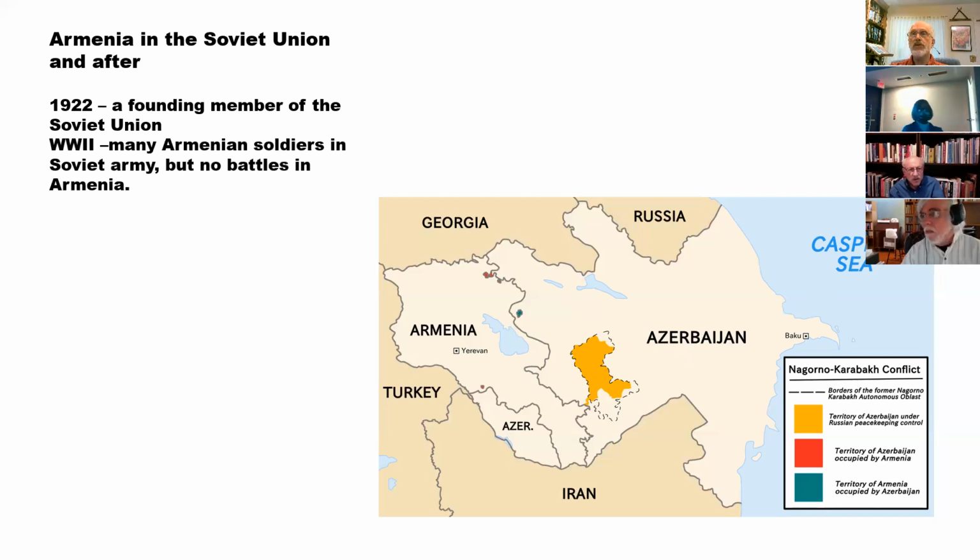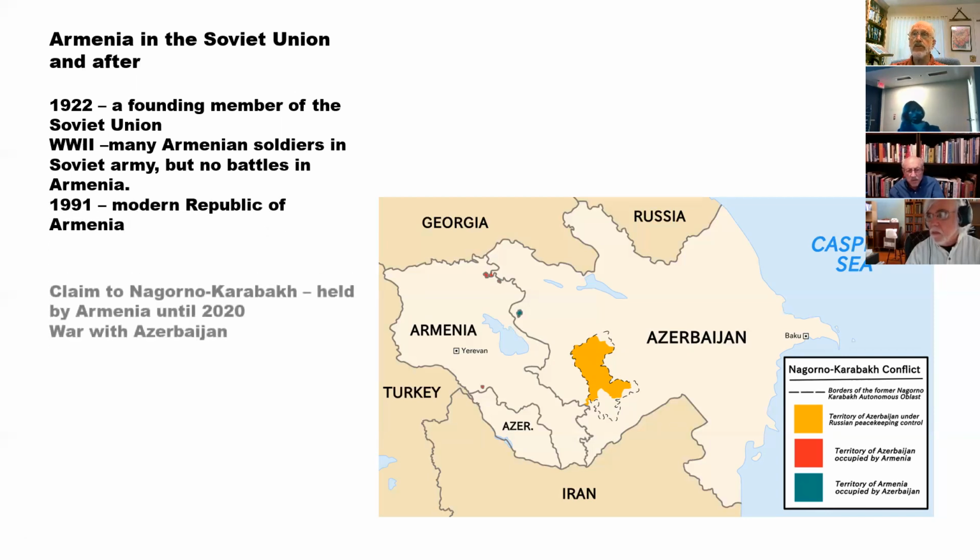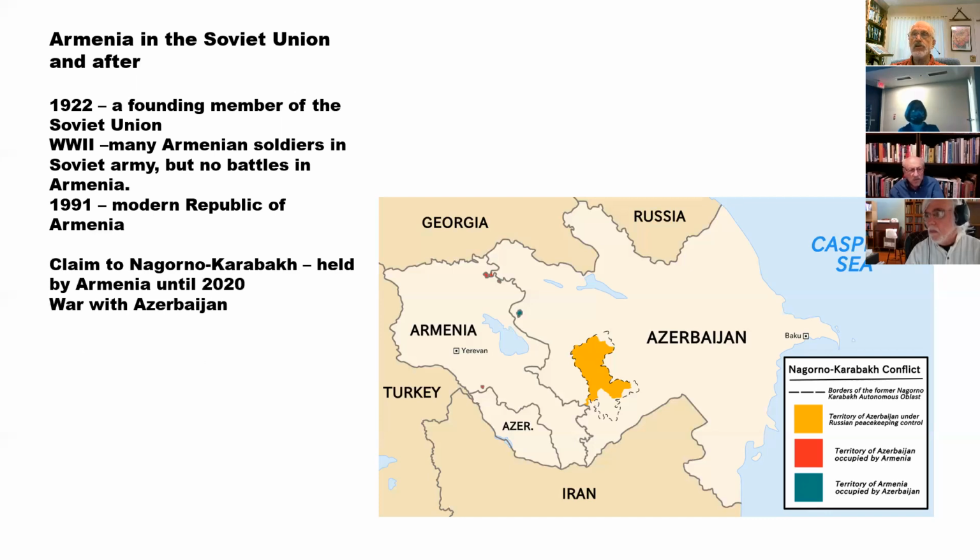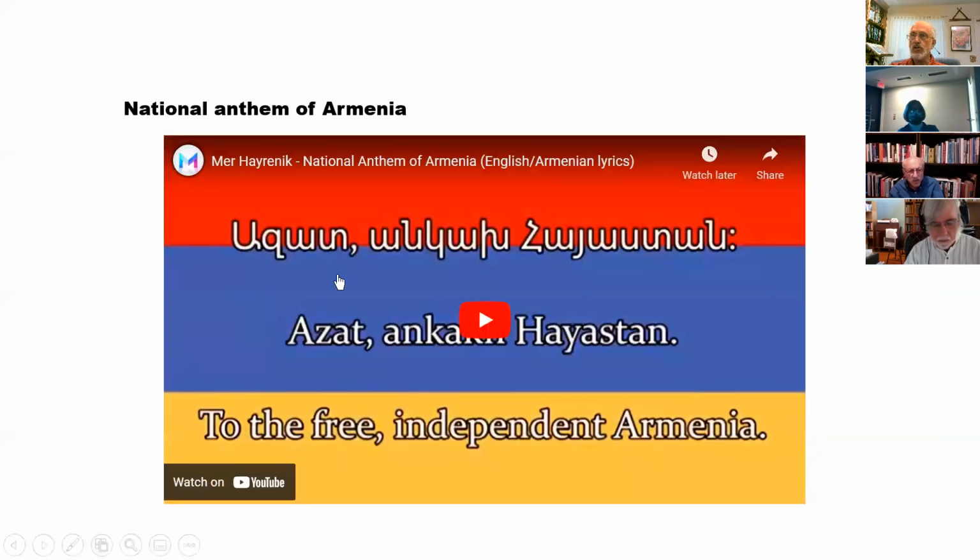In World War II, there were plenty of Armenian soldiers, but there were no battles down there. And then, as I say, 1991, the modern Republic of Armenia, we have Nagorno-Karabakh and the war with Azerbaijan. I'm going to play about a minute of this, just to watch the words for the Armenian national anthem.